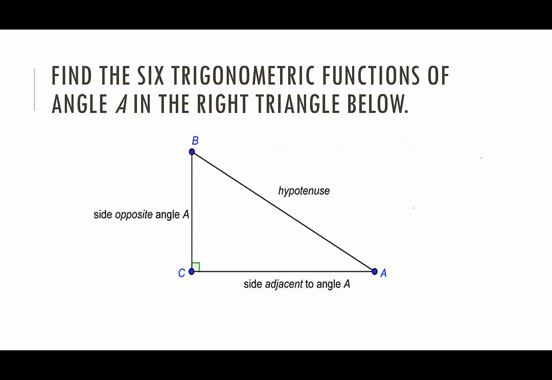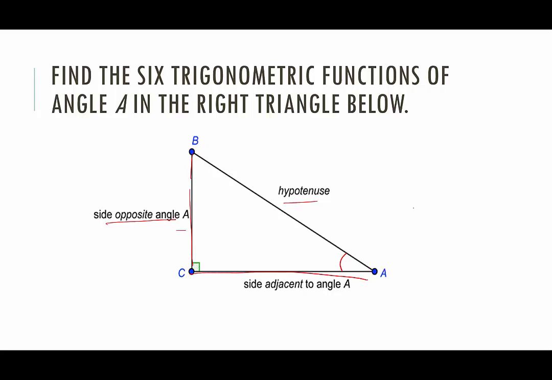Something else to review are the 6 trigonometric functions. We're going to focus on the acute angle A. So angle A is right here, and therefore this right here is the side opposite of A, this right here is the side adjacent to A, and this is the hypotenuse regardless because it's the side that's opposite 90 degrees.